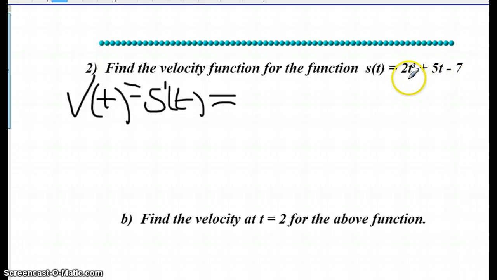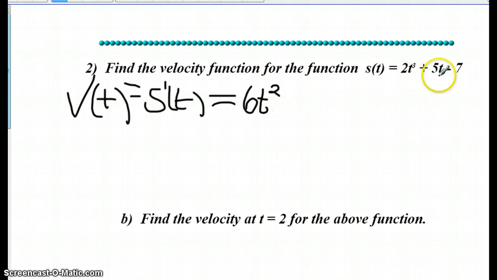So the derivative of the first term, we're going to bring our power of 3 down, multiply it by our 2. 3 times 2 is 6, and subtract 1 power from our t. So 3 minus 1 is 2. So the derivative of our first term is 6t squared.